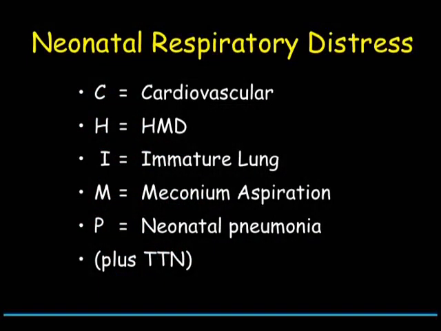So again, neonatal respiratory distress, the CHIMP differential, but remember, not all of these are the same clinical pathway. You don't think about respiratory distress syndrome so much in a post-term, and you don't think about meconium aspiration in a preterm. But we want to remember to think about cardiac disease and pneumonia in all infants.